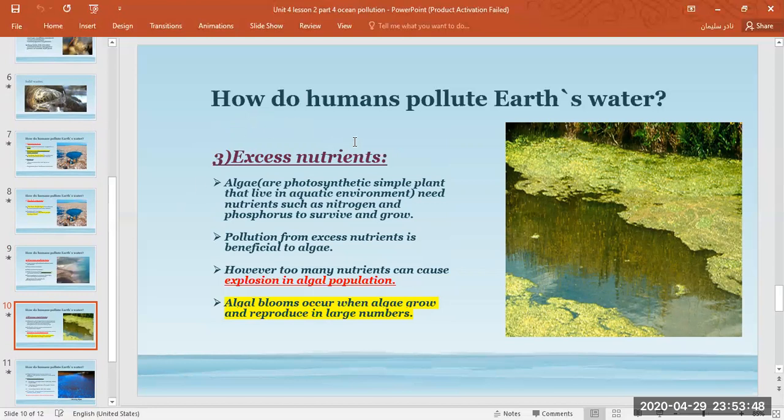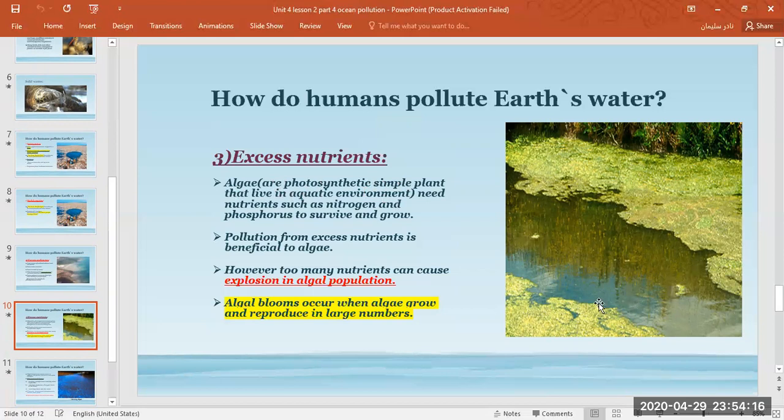Excess nutrients, when they go to the ocean, affect negatively the water and the living things that live in water. Let's see how. Algae, what do we mean by algae? These are photosynthetic simple plants that live in aquatic environments. Look at it, they live on water.